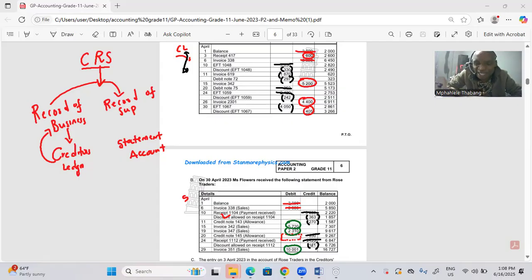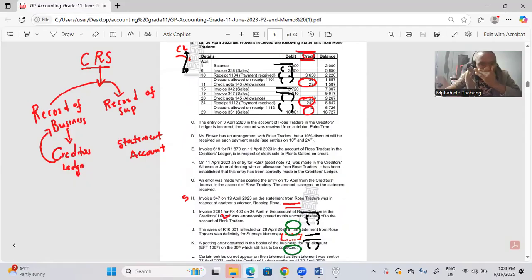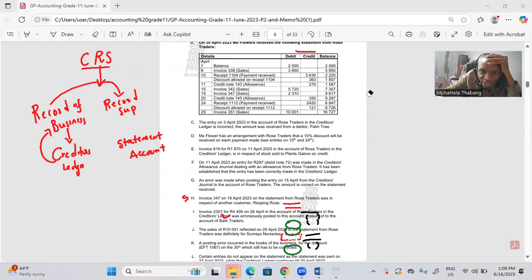It means they imply that there might be a mistake. And this is what we want to do. We want to rectify those mistakes. So now from here, you read your information. After comparing, you now start reading the information. So we read information C.